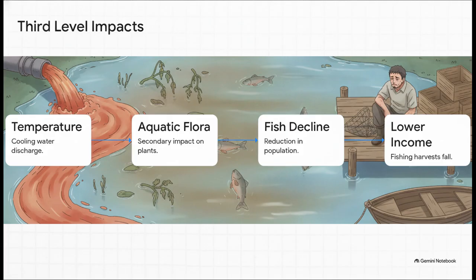Step 3. Because the flora is dying off, the fish populations that rely on those plants begin to drop. And then Step 4, which is probably the most profound, that reduction in fishing harvests heavily impacts the income of the local fishermen. We have just traced a direct line from slightly warm water to human poverty. In the academic literature, this final step is characterized as a socioeconomic third-level impact.